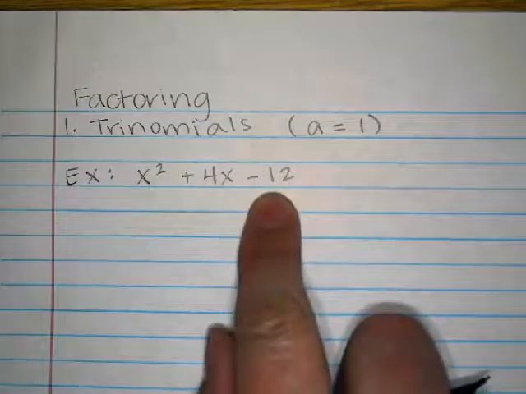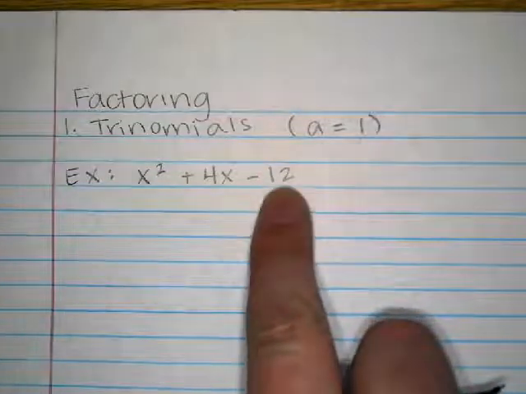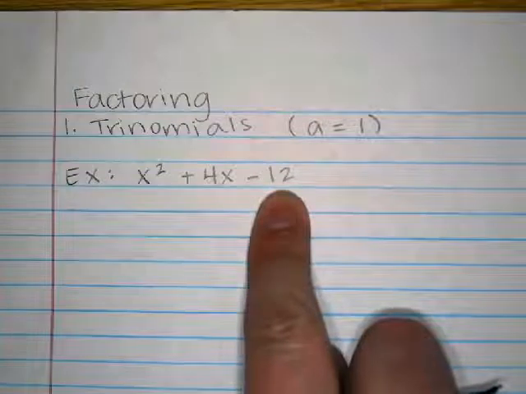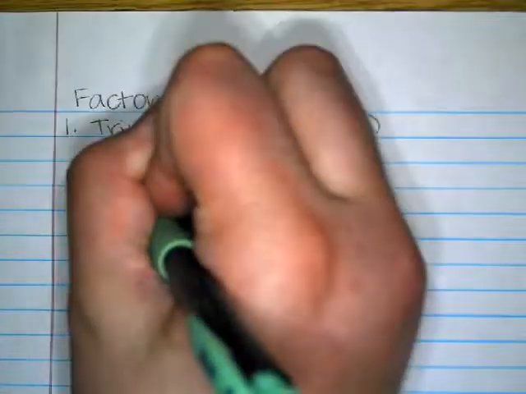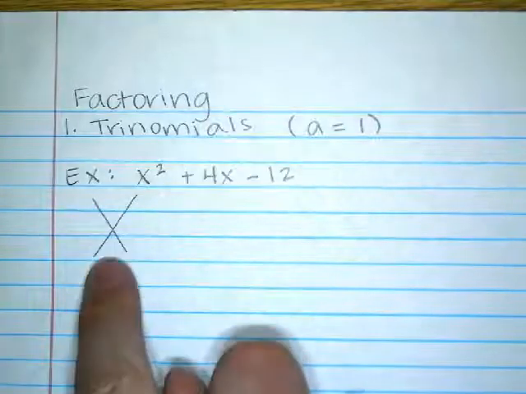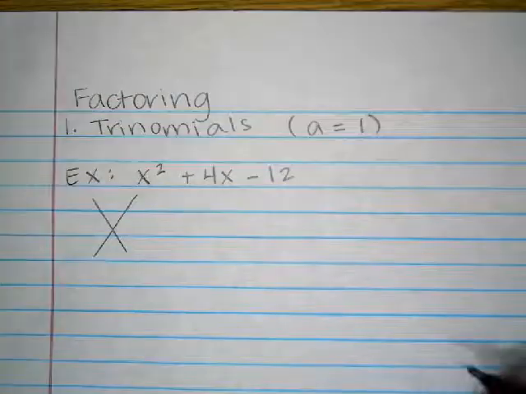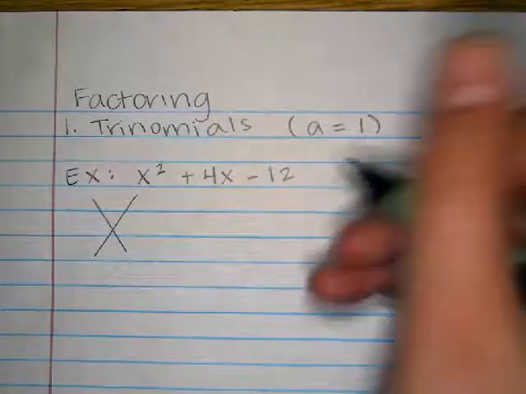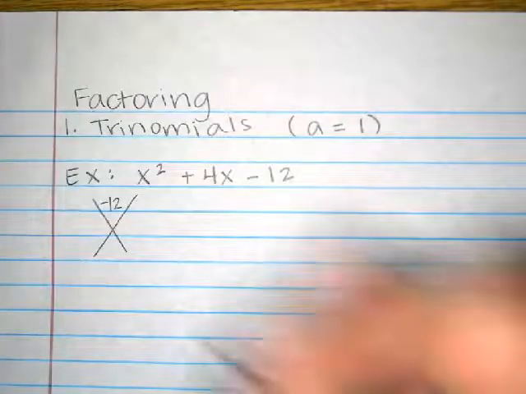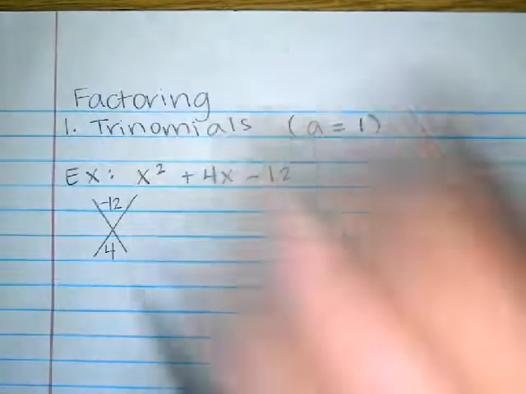Whenever we factor trinomials, we're looking for two numbers that multiply to the number on the end and add to the number in the middle. I always organize my information like this; you don't have to, it's just what I like to do. So I'm looking for two numbers that multiply to a negative 12, but add to a positive 4.